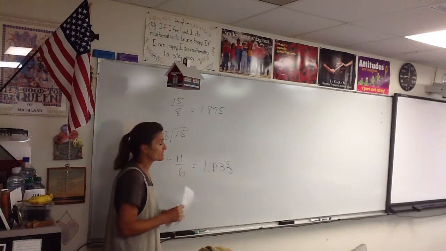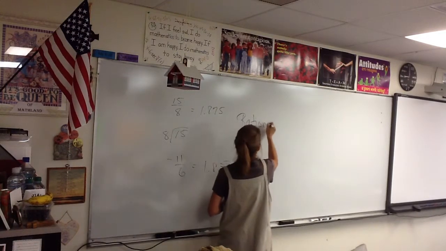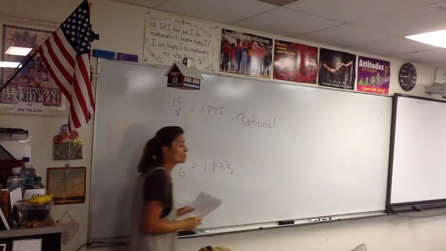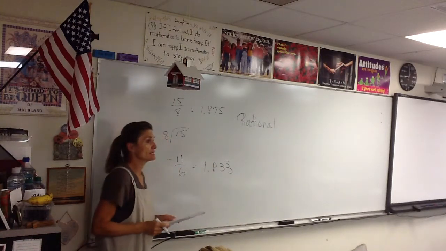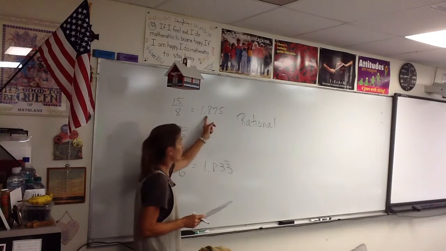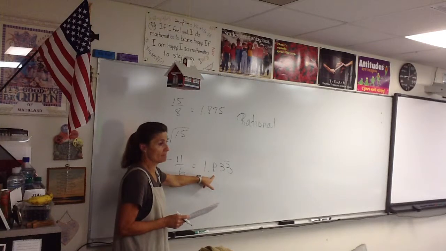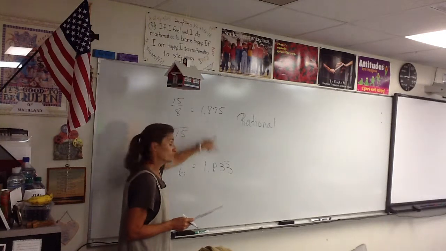Terminating and repeating decimals, these kinds of numbers are called rational numbers. So what's the definition of a rational number? It is a terminating or repeating decimal. And we have examples of both of those. Terminating, it ends. Repeating, it doesn't. Everybody okay?